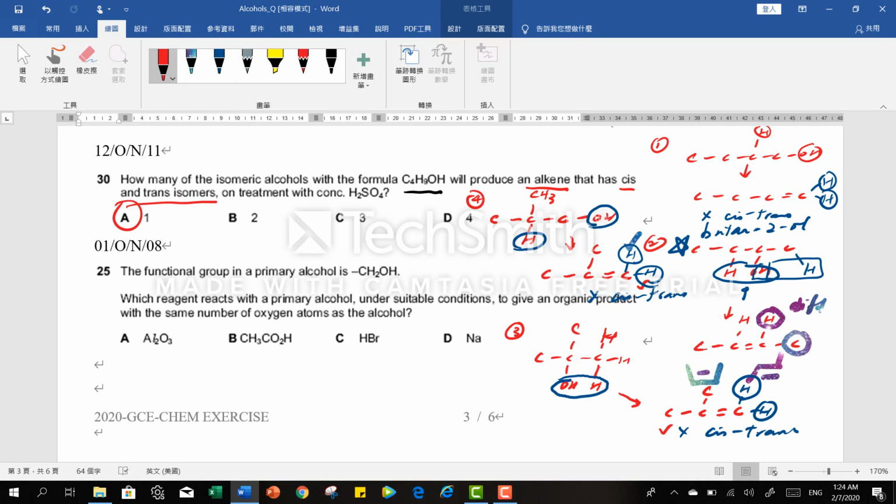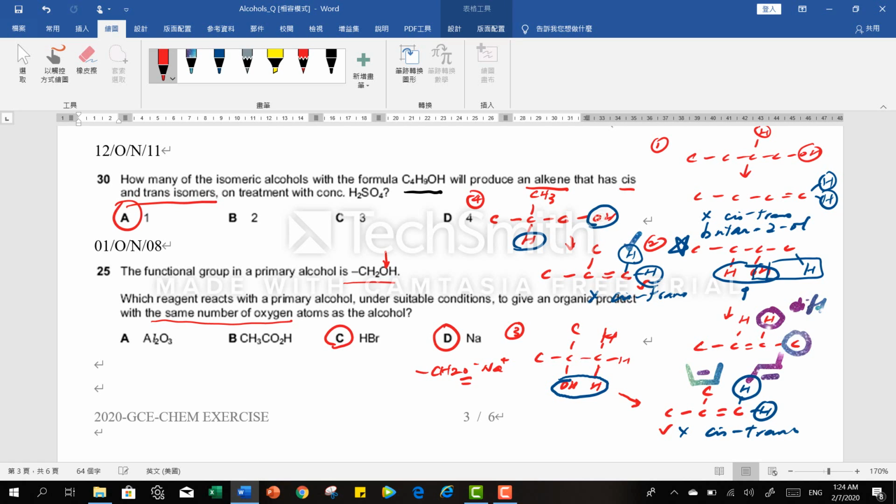Okay, A. The functional group in primary alcohol is this one. Which reagent will give the same number of oxygen? That is easy. We did a very similar question before. It should be this one, right? Because this one will form CH3CH2O⁻ Na⁺. So 1 oxygen, 1 oxygen.